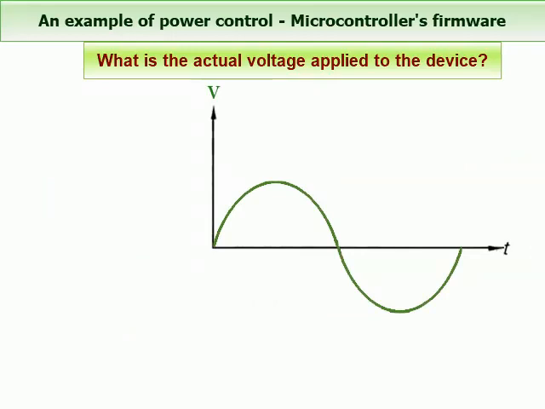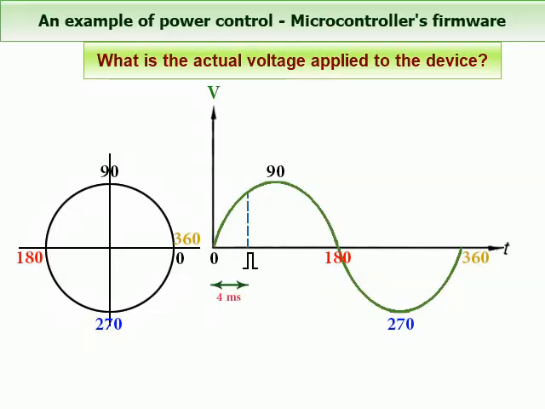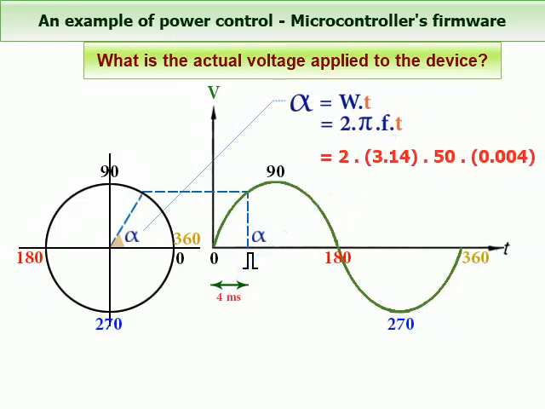The full sine wave path can be represented by a circular path as in the figure. The triggering angle is the angle of the point at which the TRIAC was triggered, referred to as alpha. It is calculated by the formula alpha equals Wt, where W equals 2 pi f. Pi equals 3.14. F is the frequency, 50 Hz. T is the triggering time, which is 4 milliseconds in our example. By substitution in the equation, alpha equals 0.4 pi.